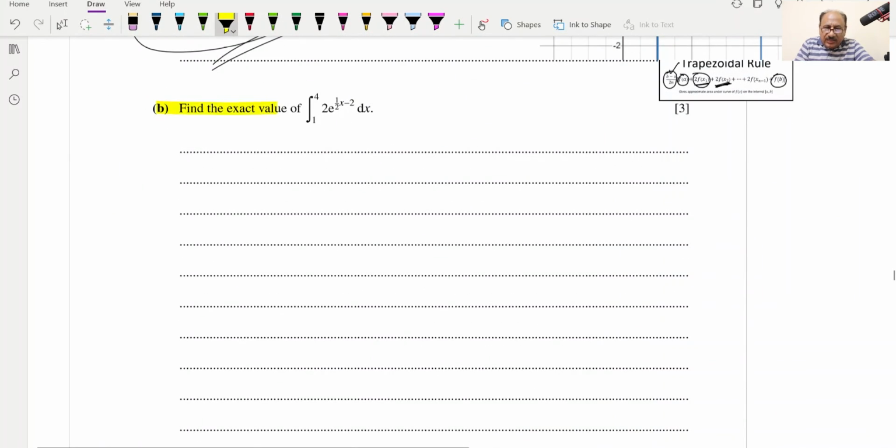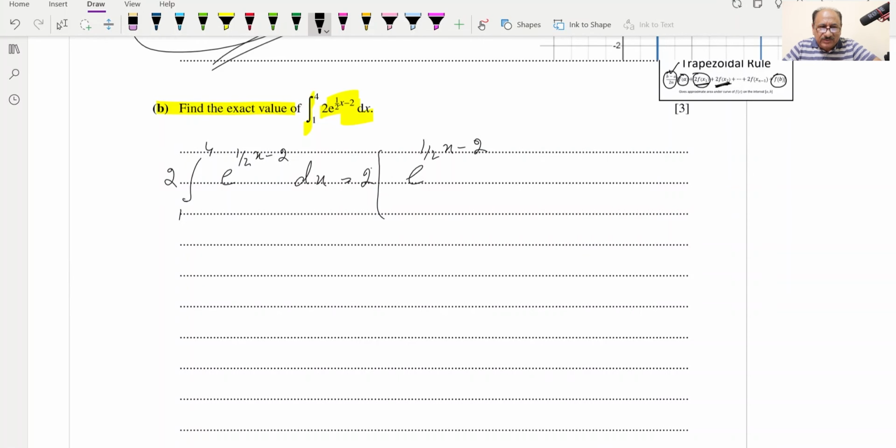The b part says find the exact value of this same integral, but f of x is different, so we can integrate it. So the constant 2 we can write outside, and the integral will be 1 to 4 e raised to 1 by 2 x minus 2, and this will be dx. And the integral we can write outside, and this will be e raised to 1 by 2 x minus 2 as it is, and divided by 1 by 2.